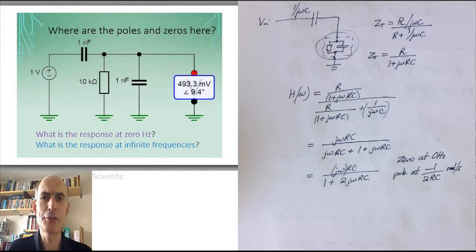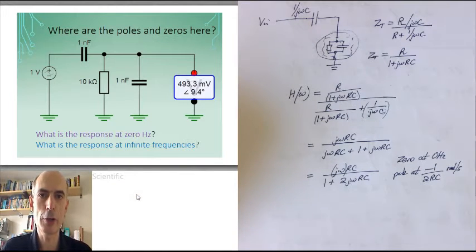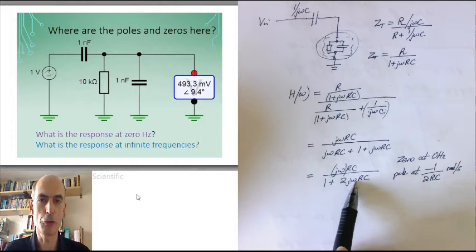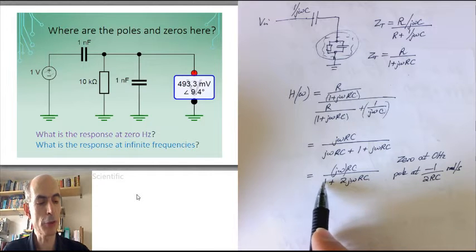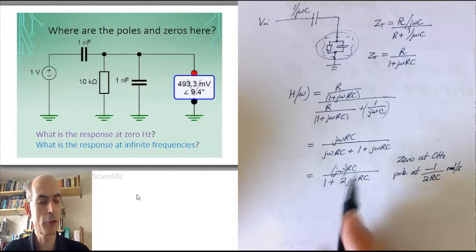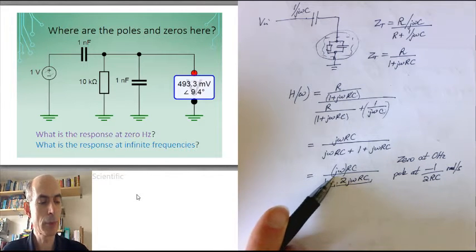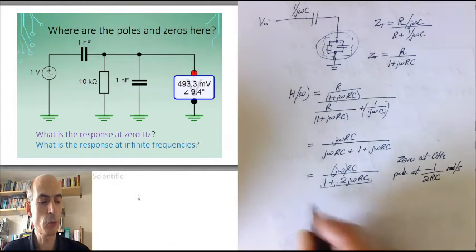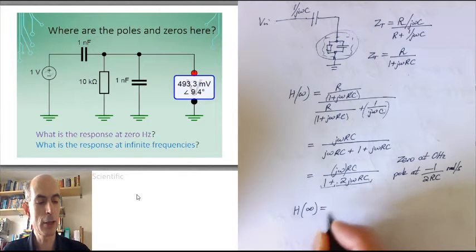Why is this an interesting case? Well, it's an interesting case because of the second question on the slide. What is the response at infinite frequencies? Looking at the frequency response, you might say, well, if omega is infinite, then we can neglect this plus 1 term on the bottom here, because this term is going to be so much bigger than the 1. So we can neglect the 1. Everything cancels except for the factor of 2 on the bottom, and we can say that the frequency response at an infinite frequency is just a half.